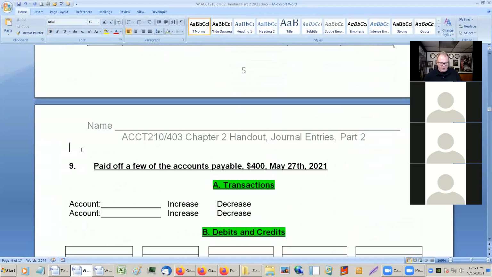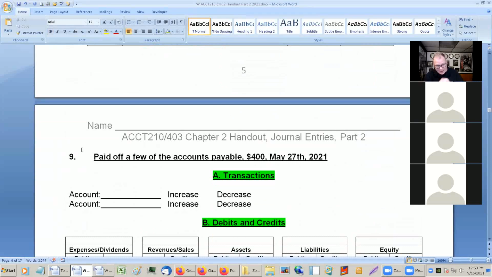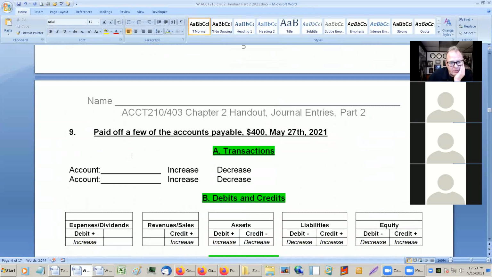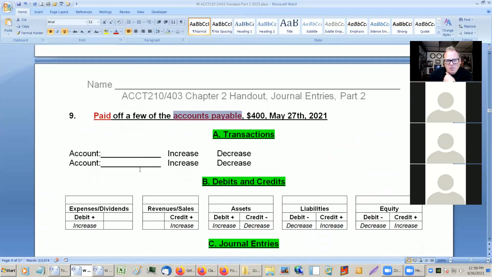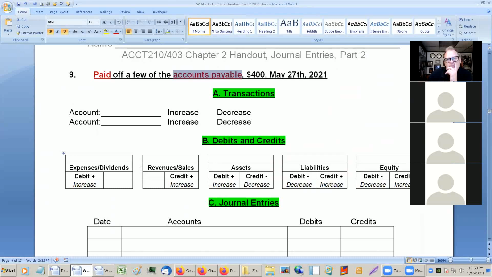Okay, let's go to number 9. Now 9 is a little bit tricky. Paid off a few of the accounts payable. Okay, so what two accounts are we going to use? Cash and accounts payable. Yep. Cash, definitely. Cash is going up or down?